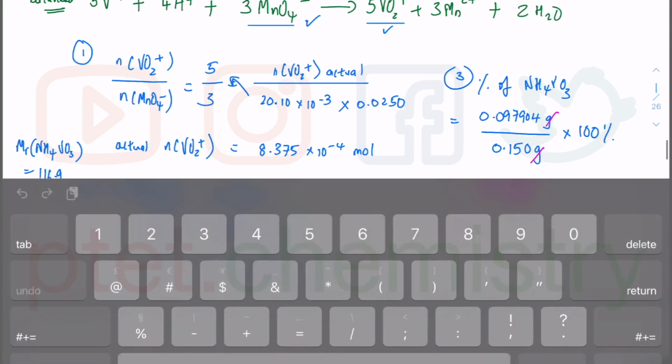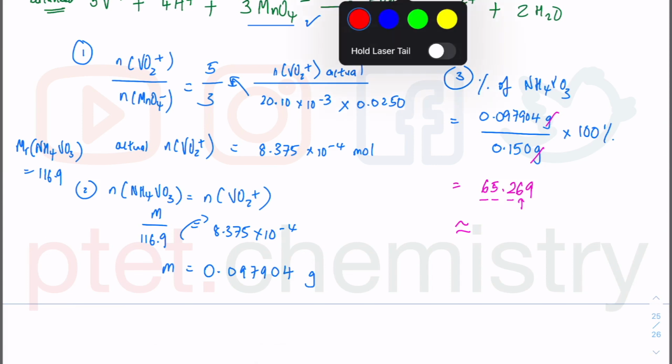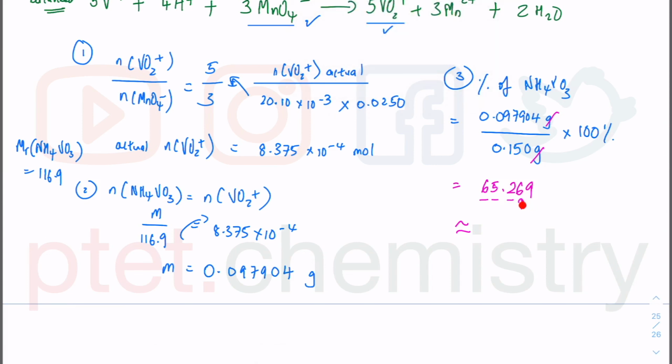So I look at the next number. Oops, sorry. Hang on. Okay. So this is the number next to the 3 significant figures. So this is more than 5. So I need to add 1 there, which gives me 65.3%. And this is to 3 significant figures there.